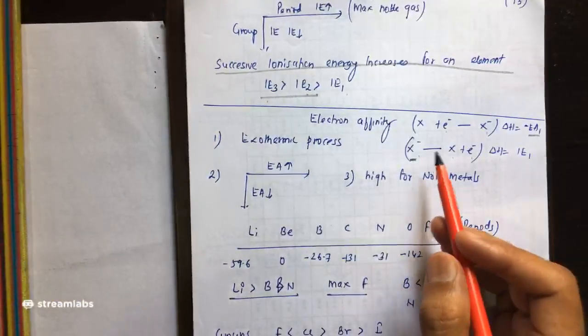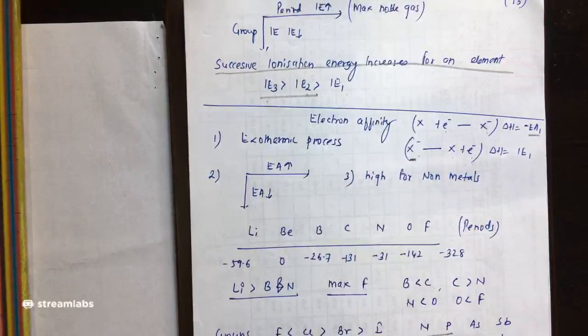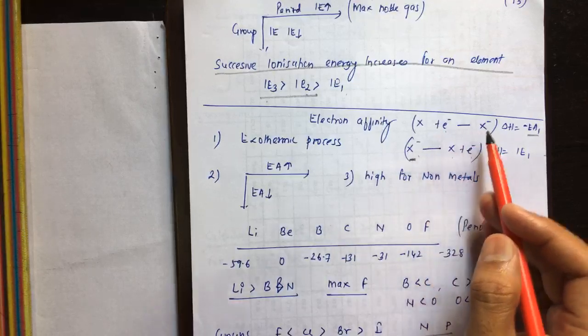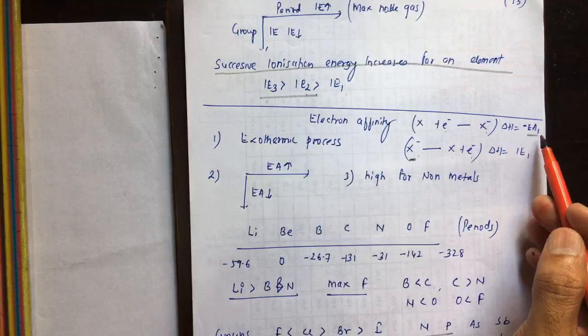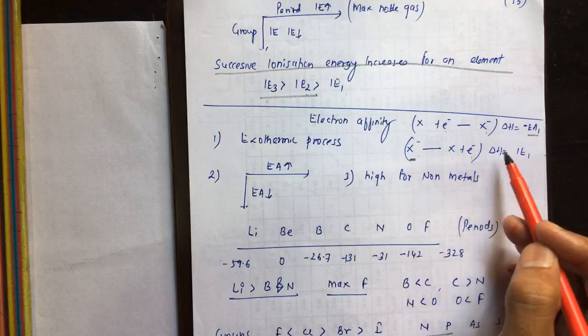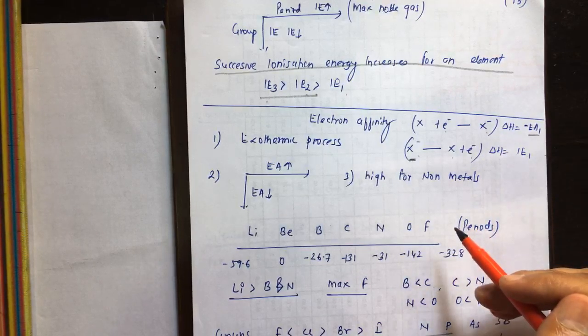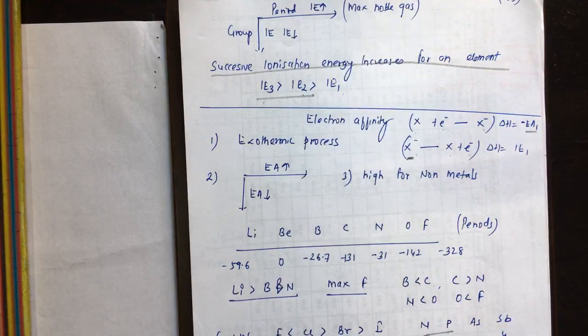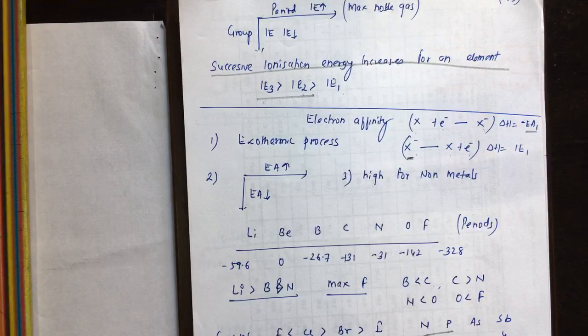Electron affinity is the energy released when an electron is added to an isolated gaseous atom. Since an electron is added, it is an exothermic process and energy is released. If an electron is added to X to give X minus, delta H is equal to minus EA1. The reverse, X minus changing to X plus an electron, has delta H equal to IE1. So the electron affinity of an element is equal to the ionization enthalpy of its ion.